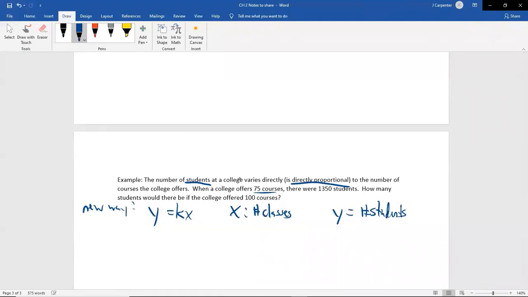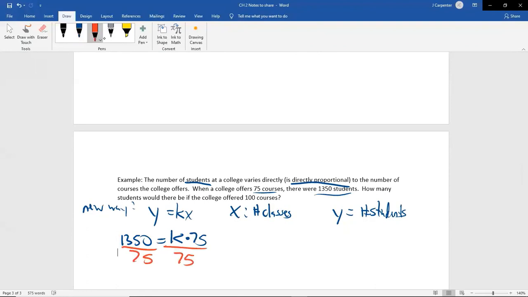Then they say when there's 75 courses offered, 1,350 students enrolled. So let's plug those numbers in. The Y was the number of students, so 1,350 goes on the left. The K we are not plugging in, we don't know, that's the goal in this step. And there were 75 courses offered. We can just divide both sides by 75. Please feel free to rewrite that as 75K first if you have to. That is up to you.